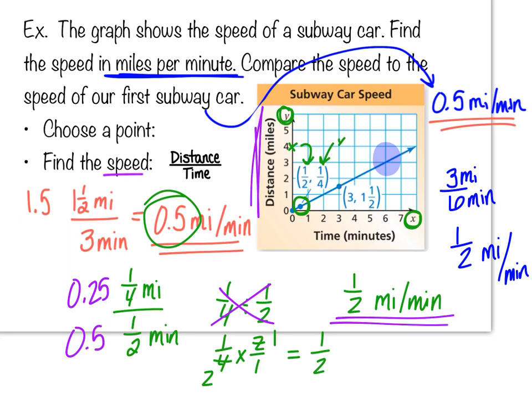So you can actually use any point on this line except for this 0, 0 that we talked about, because you can't do 0 divided by 0. You'll get an undefined answer. So an interesting problem there with the graph.